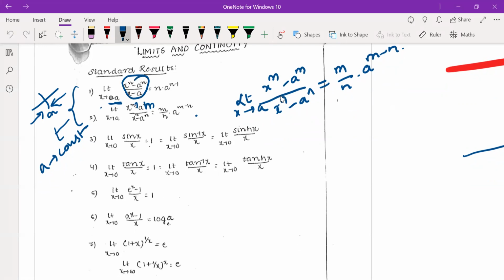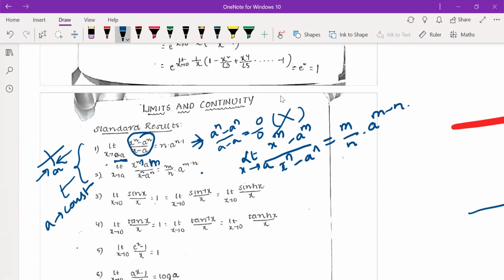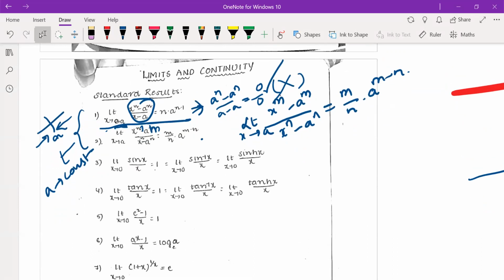In this case, the function doesn't exist at a. It becomes 0 by 0 form. When we substitute a power n minus a power n by a minus a, it becomes 0 by 0 form, which doesn't exist. As we already said, limit has no relevance with the value of the function at that point. Even if the function doesn't exist at that point, the limit can exist, and this limit is n into a power n minus 1. Similarly for the second one; in the next classes, we will see the derivations of these results.